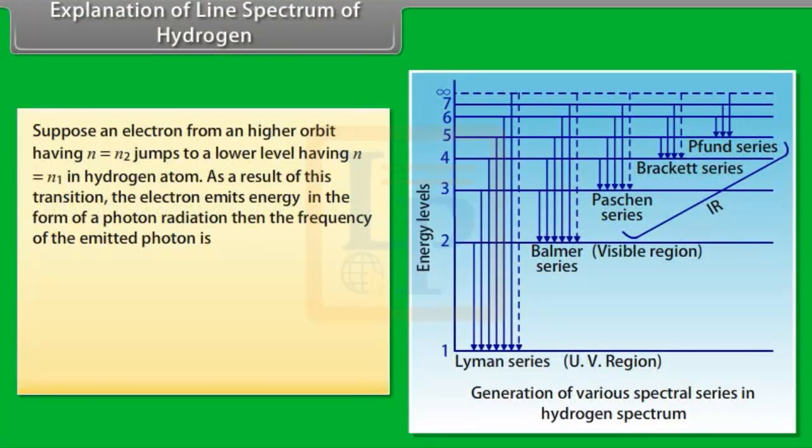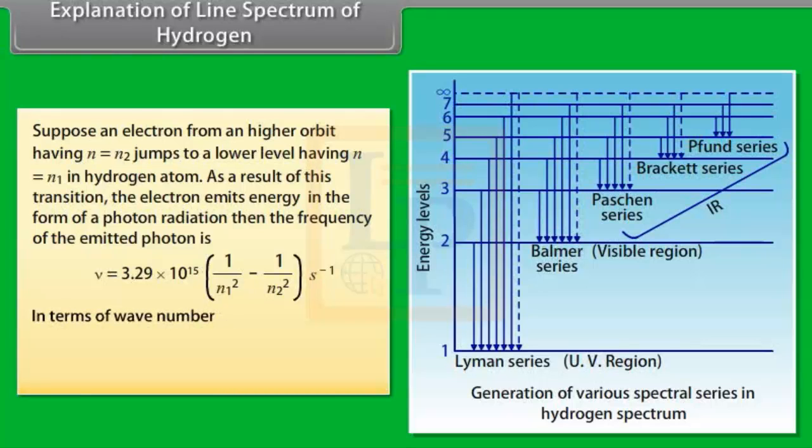Suppose an electron from a higher orbit having n = n2 jumps to a lower energy level having n = n1 in a hydrogen atom. As a result of this transition, the electron emits energy in the form of a photon radiation. Then the frequency of the emitted photon is ν = 3.29 × 10^15 × (1/n1² − 1/n2²) per second. In terms of wave number, it is 109677 × (1/n1² − 1/n2²) per centimeter.